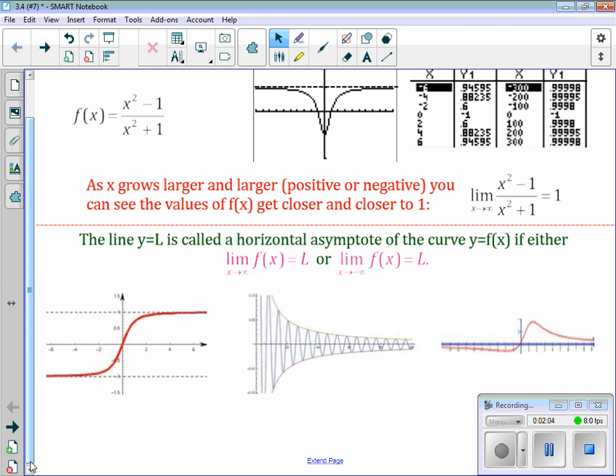Your graph might not have any. Your graph might have one, but two is the maximum number of horizontal asymptotes. So the first graph here shows that you could be approaching different things as you go to the right and the left. The next one here is like a damped harmonic motion. You worked with those maybe in pre-calc. Okay, it goes up, down, and keeps getting closer and closer to the middle. What value is it approaching as you go to the right forever?